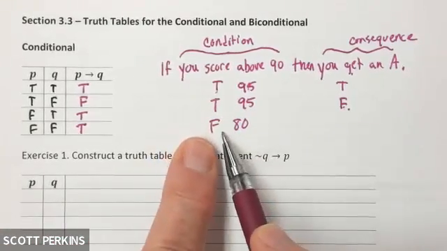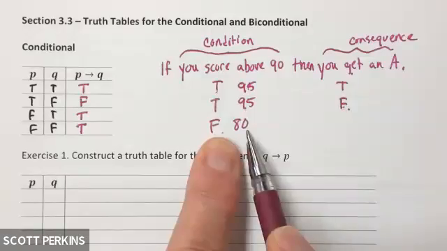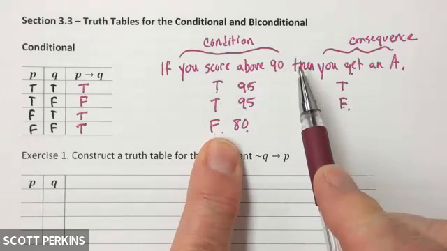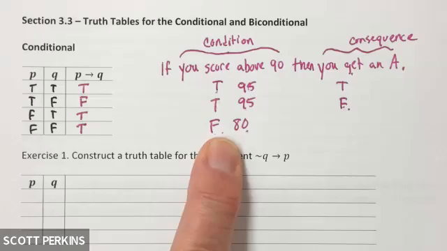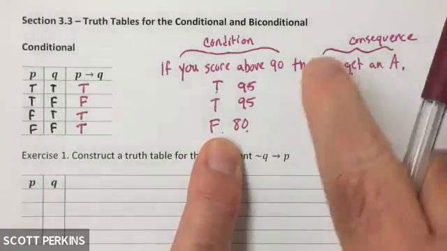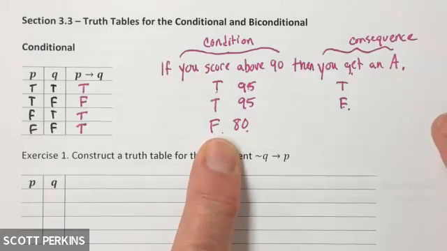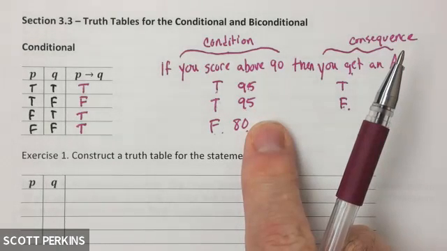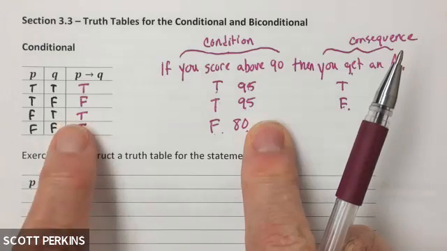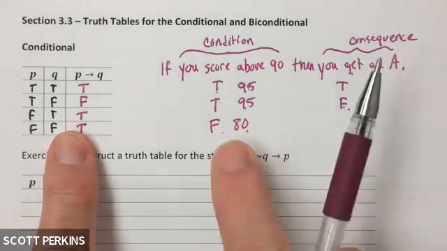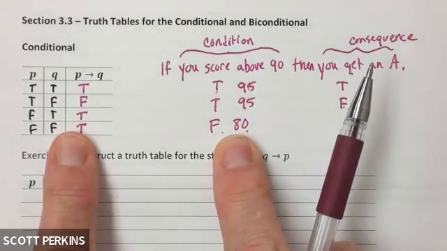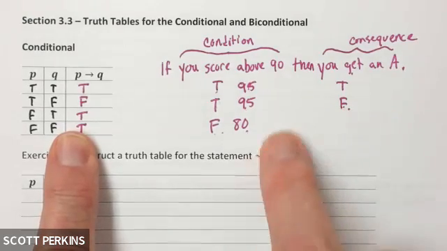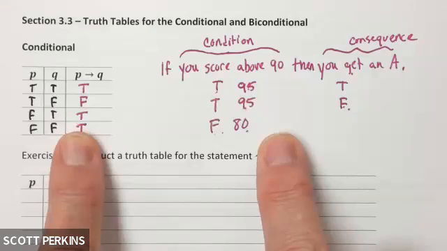The next two that start with a false, you got an 80. Does this statement promise you anything when you get an 80? No, I'm sure there's another statement somewhere else in the universe that tells you what to do, but not this one. Because this statement does not apply, logically, it's done what it's supposed to do, and that's why those are true. Okay, the condition was not met. You have no claim to any consequence according to this statement. That's why those are true.